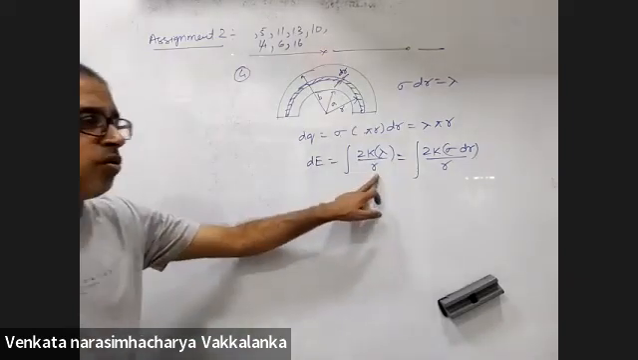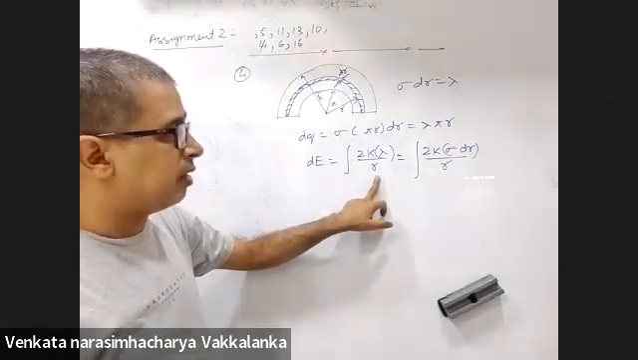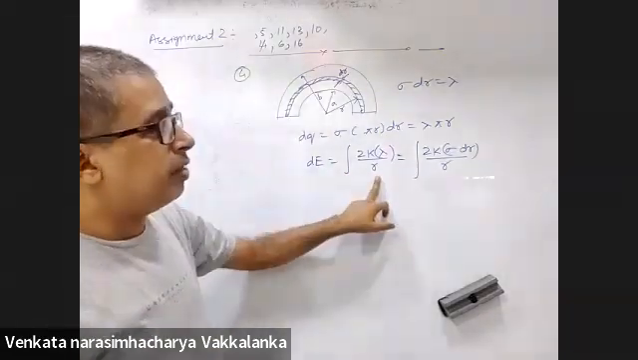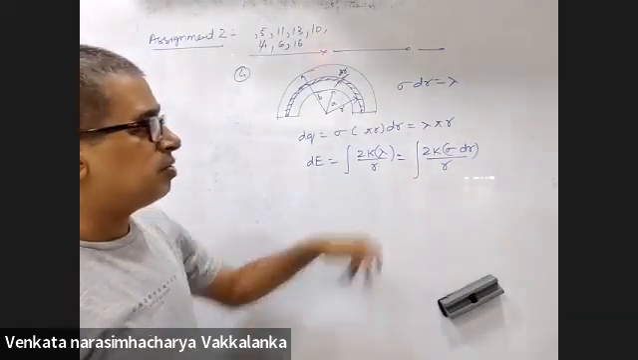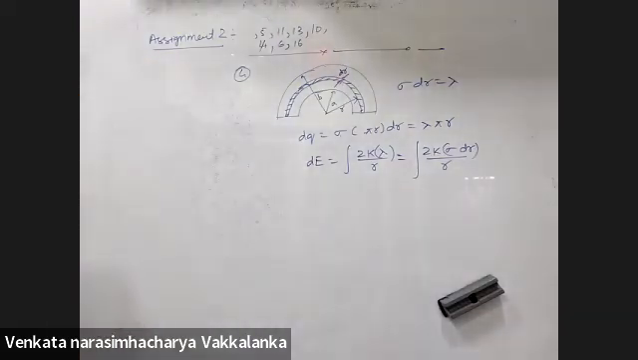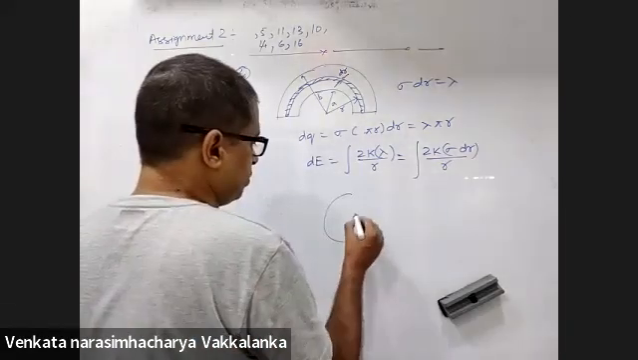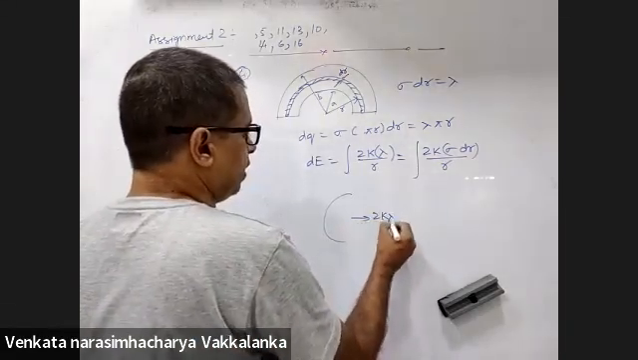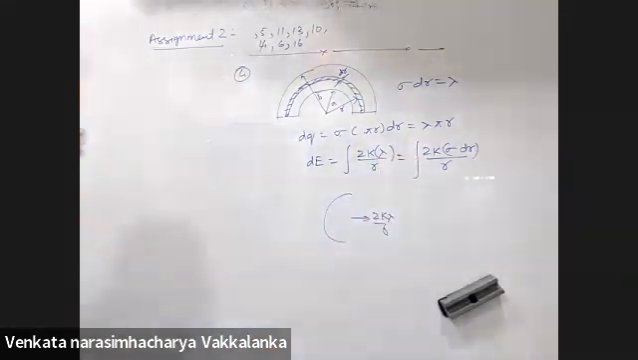Now, where did you get this formula from? Semicircular ring. Do you remember the formula of the semicircular ring? 2k lambda by r. You are replacing lambda with sigma dr.